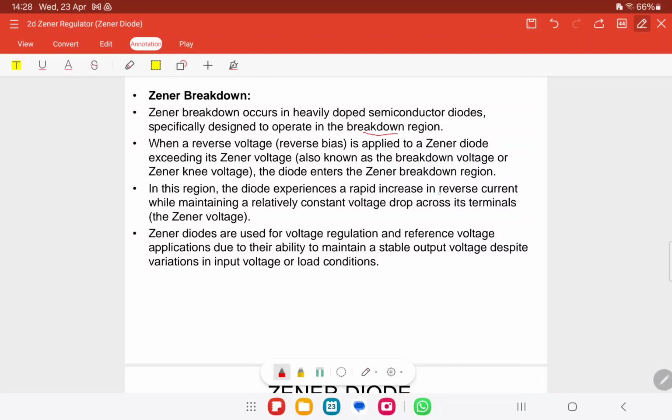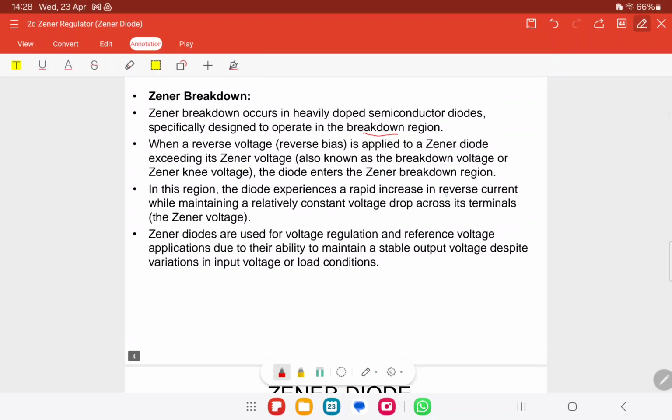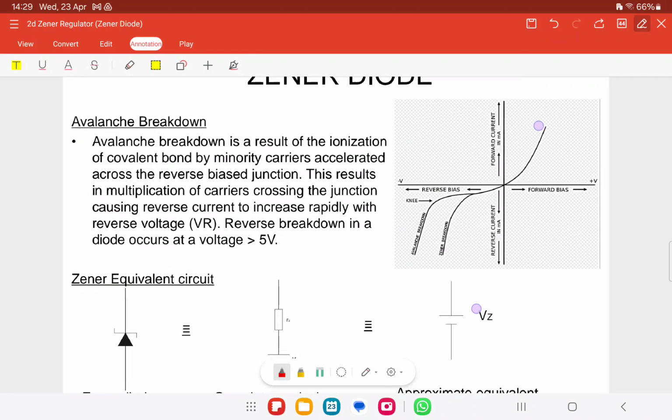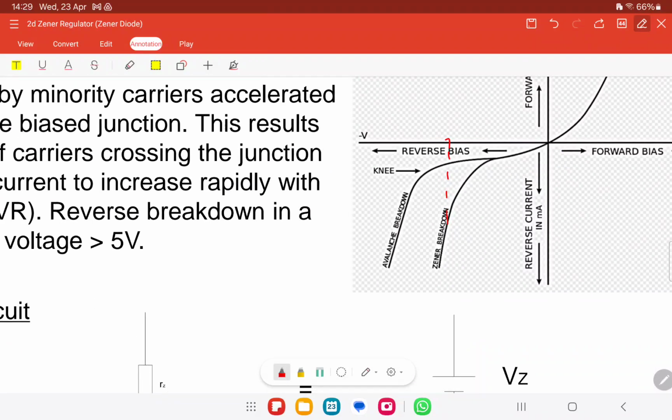Okay, remember this is in the breakdown region and we are dealing with the reverse current. Alright, so there are two, avalanche breakdown and the Zener breakdown. The first one we will see is Zener breakdown. Zener breakdown is due to the movements of the ions.